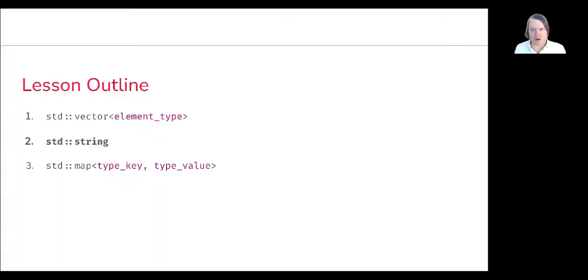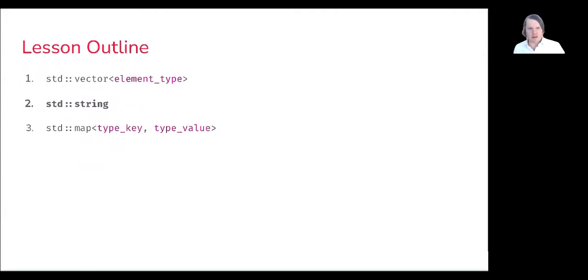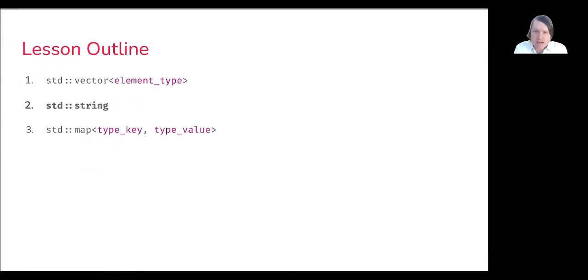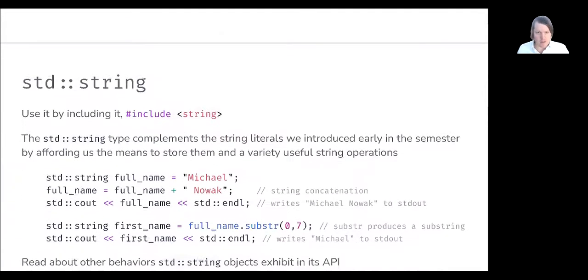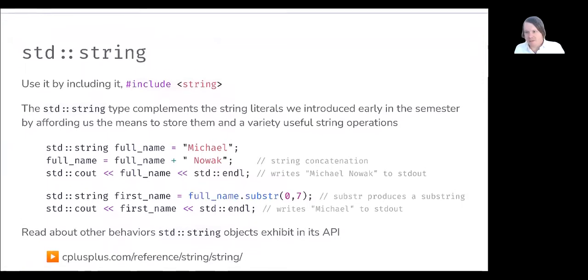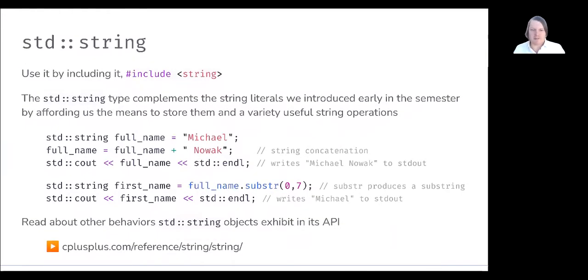So we're moving right along here, and the next type that we'll introduce from the standard library is going to be the standard library string. Like all of these other types that reside within the libraries, we have to use it by including it. So if we'd like to introduce a std::string into our program, make sure you #include <string>.